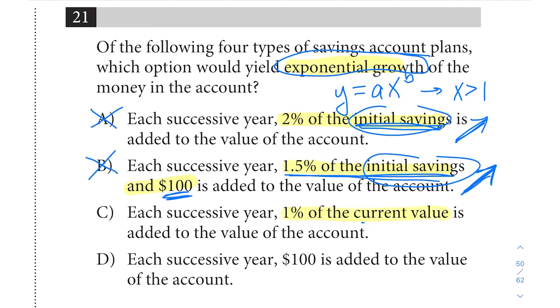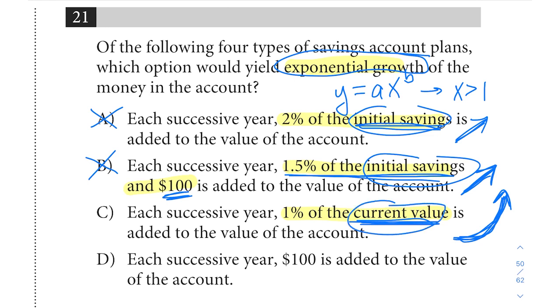So let's take a look at C. Each successive year, 1% of the current value is added. So 1% of the current value. Is that amount going to increase from one year to the next? Well, the current value, if the account is going up, then whatever you're calculating as that 1% is also going to go up each year. This one is going to have a curved nature to the function.